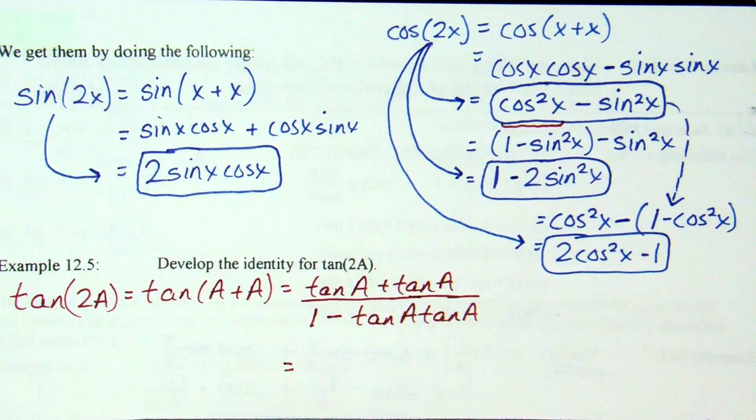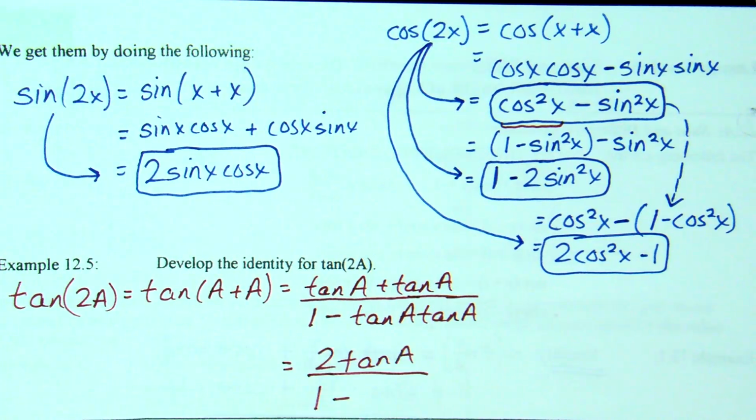Okay. What's tangent A plus tangent A? 2 tangent A. 1 minus tangent A times tangent A. 1 minus tangent squared A. And this is your double angle identity for tangents.